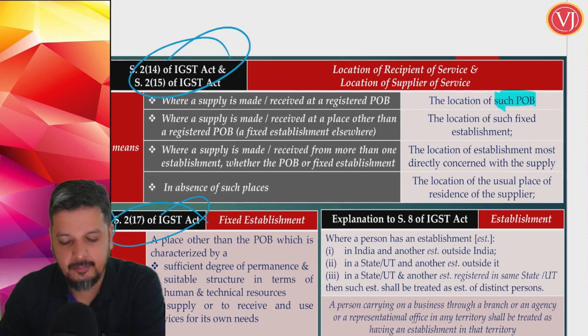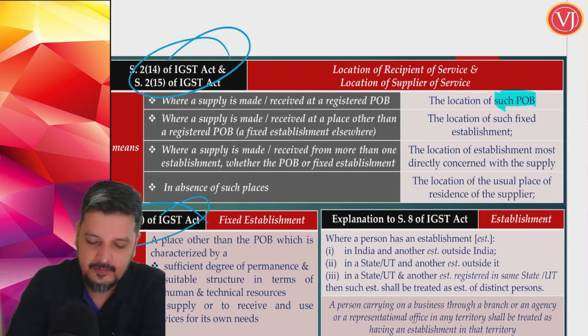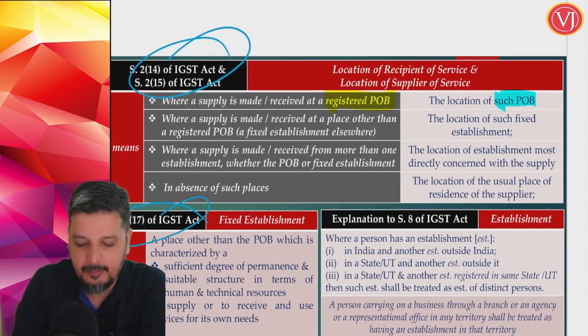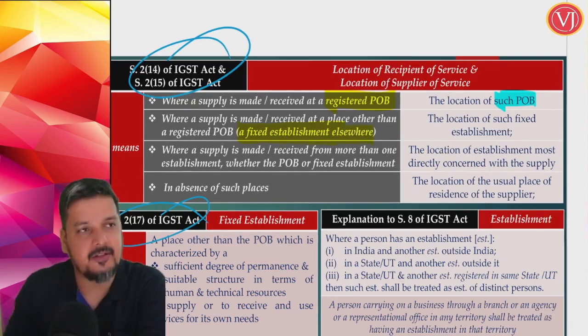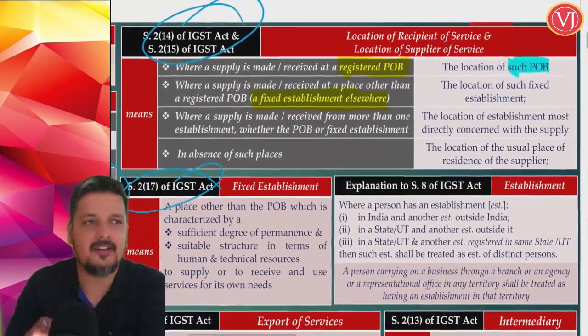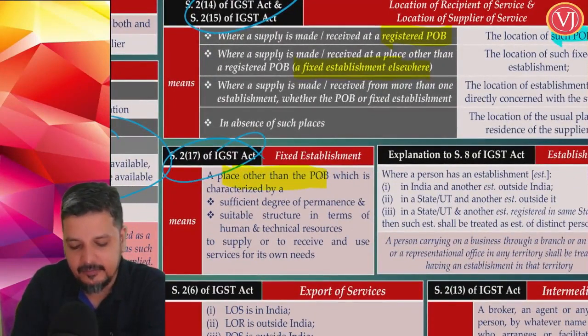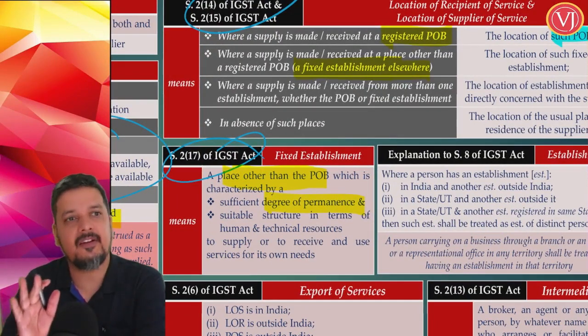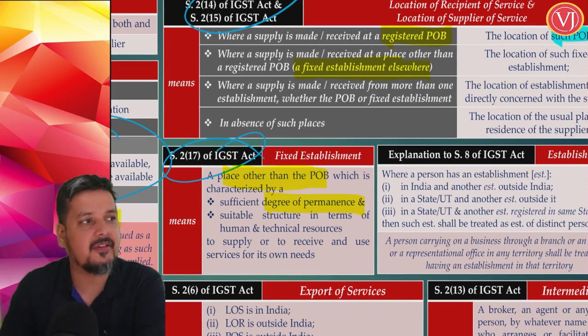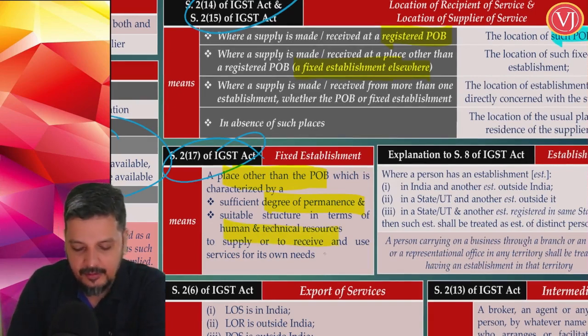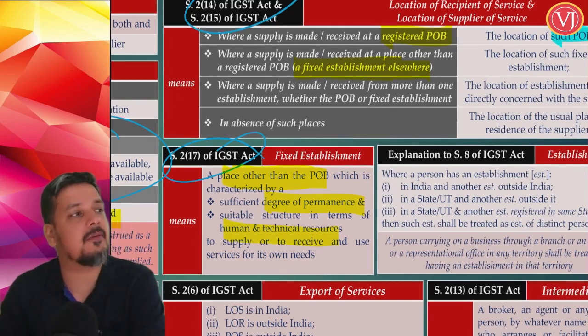Where it is made from another place, which is a fixed establishment. What do you mean by fixed establishment? It is nothing but a branch. It is a place other than the principal place of business, where there is sufficient degree of permanence, which means it is not for temporary purposes, and there are sufficient human and technical resources. In simple language, branch.